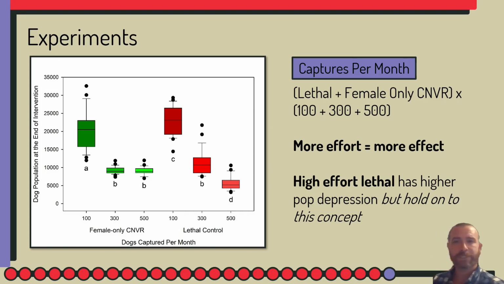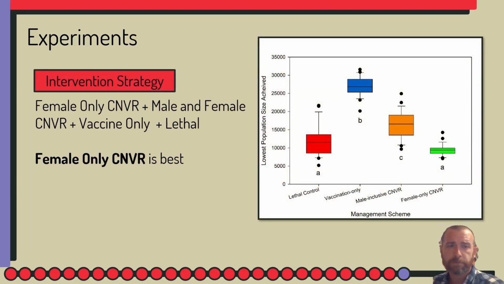That shouldn't be terribly surprising to anyone, but it's interesting to see that we actually do have a little bit more of a suppression when we're talking about a high effort lethal control compared to a similar high effort fertility control scheme. This makes it look like lethal control is better, but I'd like you to hold on to this idea in your head for a second, because when we compare them at middling intensities, there's actually a pretty stark trend that we want to see in age demographics.